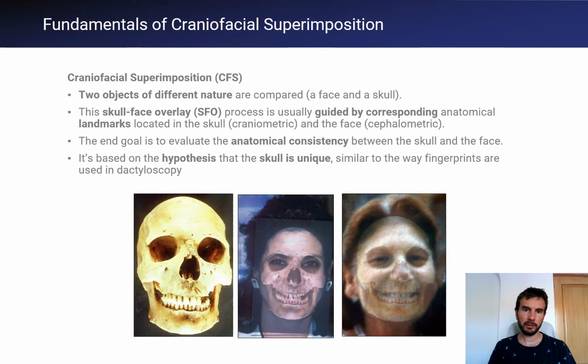Craniofacial superimposition is an identification technique involving the comparison of antemortem facial photographs with 2D or 3D images of one or more unknown skulls. It is based on the hypothesis that the skull is unique, and the comparison is usually guided by corresponding anatomical landmarks, similar to the way fingerprints are used in dactyloscopy.